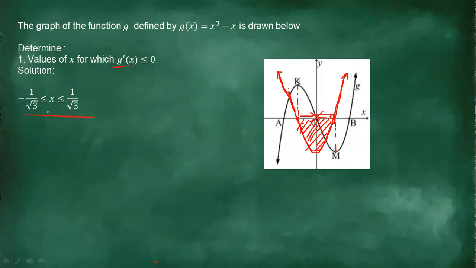We're going to use 'in between'. That's why we had to write this solution in this manner: x is greater than or equal to this number, because from here, if we go to the right, those values are going to be greater than or equal to negative 1 over square root of 3. And then x is less than or equal to positive 1 over square root of 3. So when you move from this point to this one, we also know that those values are less than 1 over square root of 3. So that is the solution for that.